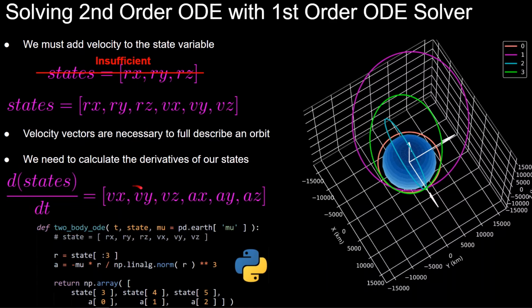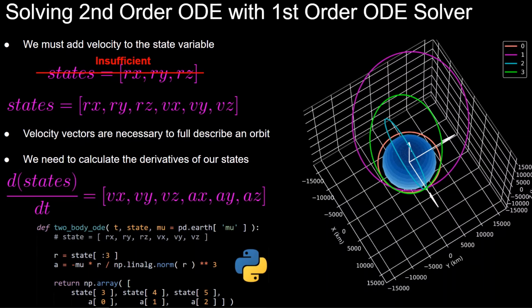In our case, the derivative of position is velocity in the x, y, and z directions, and the derivative of velocity is acceleration, again, in the x, y, and z directions. We can calculate our acceleration from Newton's universal law of gravitation, as we already saw, and we actually already know the velocity from our state vector from the previous step, so we can pass those straight through. That's a neat little trick that we can do with ODE solvers, which I'll explain more in the next slide.